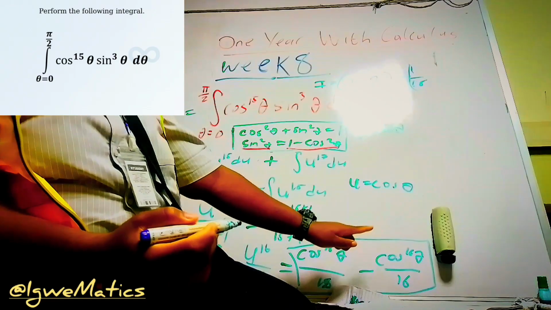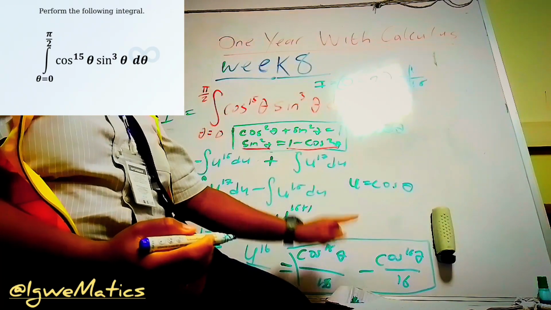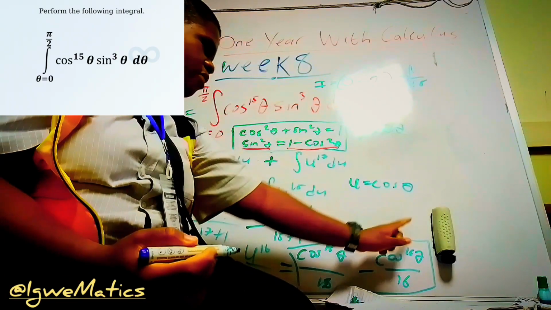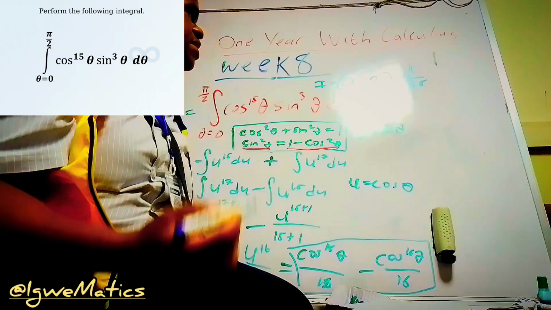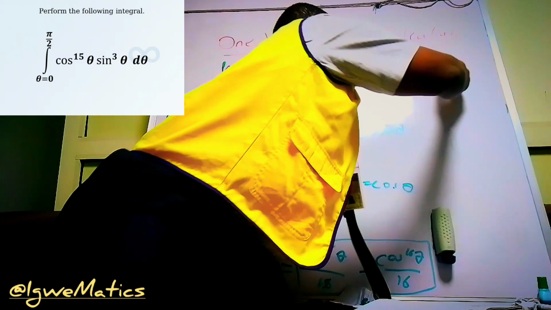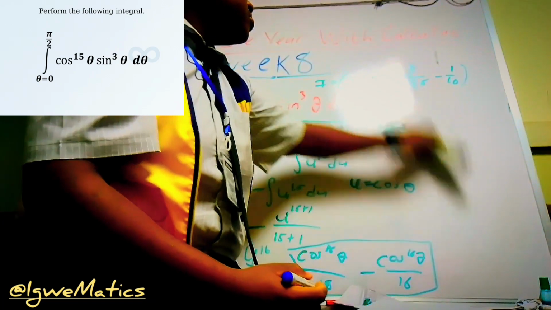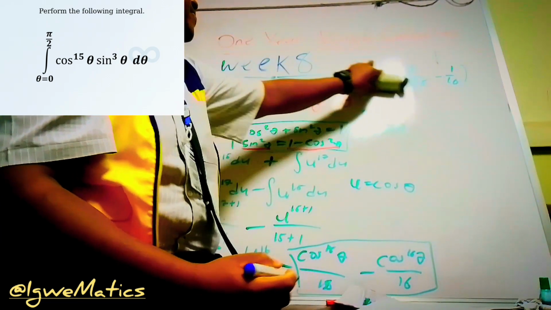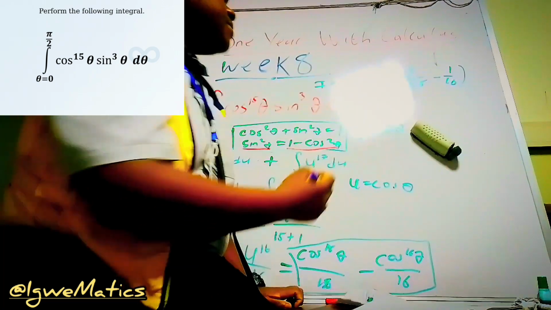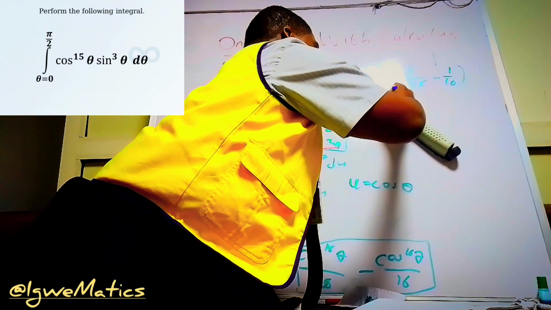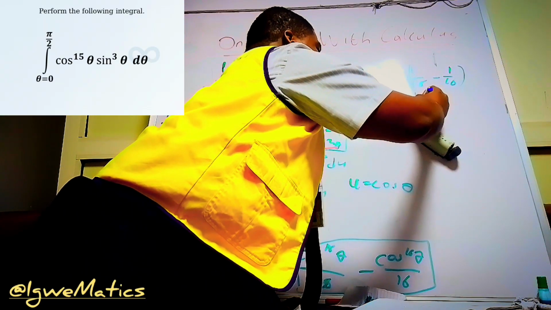When theta is equal to 0, cos 0 will be 1. 1 to the power of 16 is 1, and 1 over 16 will be 1 over 16. So you have minus 1 over 16 here. 0 minus 0 is just nothing, so you can clean that off. And the minus here will multiply everything inside. So you have 1 over 16 minus 1 over 18.